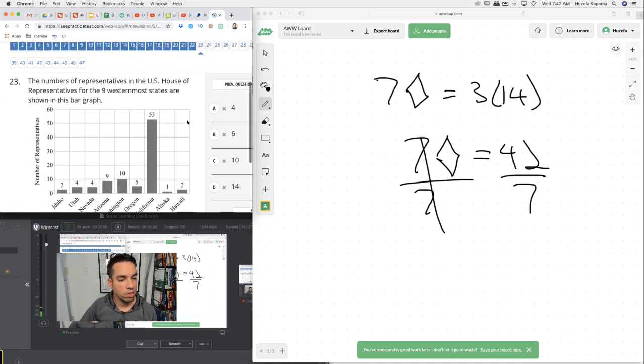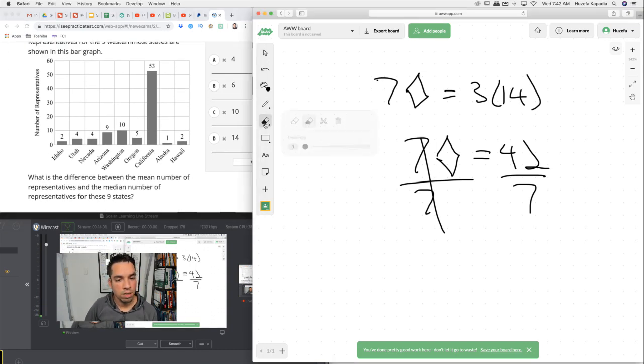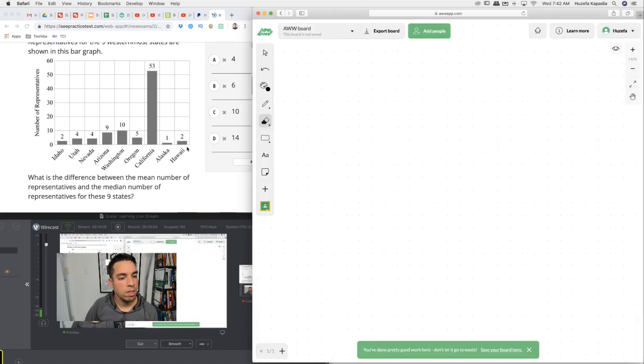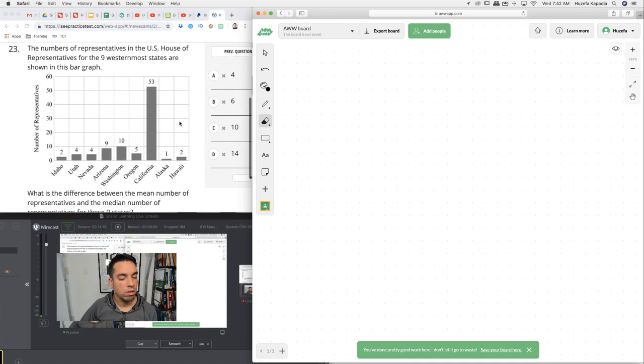Next, the number of representatives in the U.S. House of Representatives for the 9 westernmost states are shown in the graph. What is the difference between the mean and the median of the representatives? Okay, so the median is going to be pretty easy. Let's calculate the total: 2, 10, 19, 29, 34, 87, 88, 89, 90. So it's 90 total reps. The median is going to be in the middle, between the 45th and 46th value, and that's going to occur here in California.